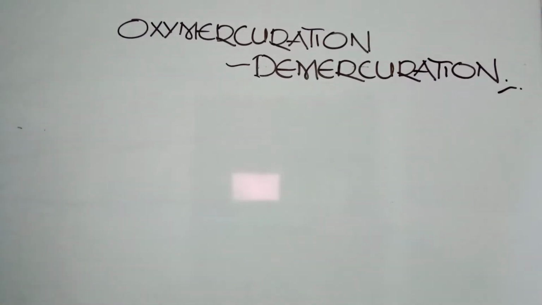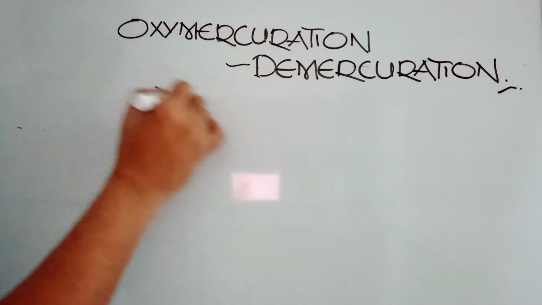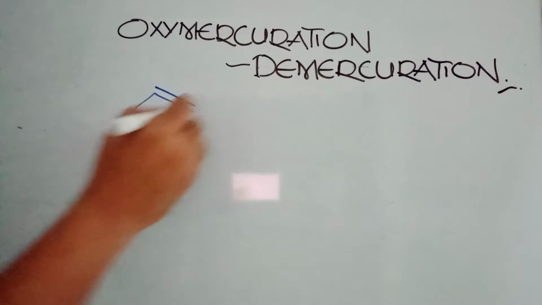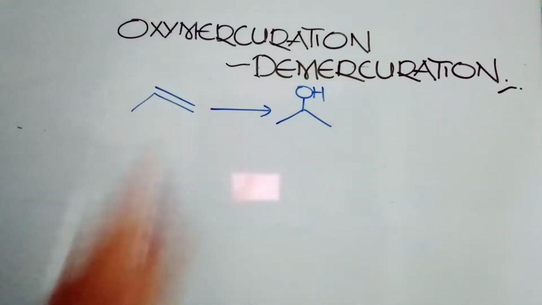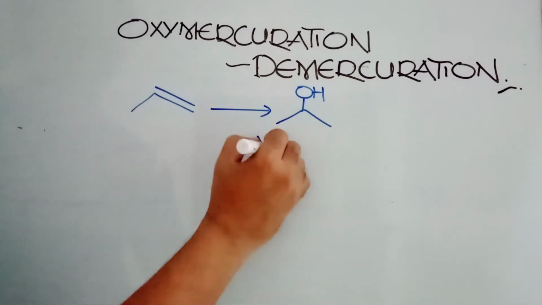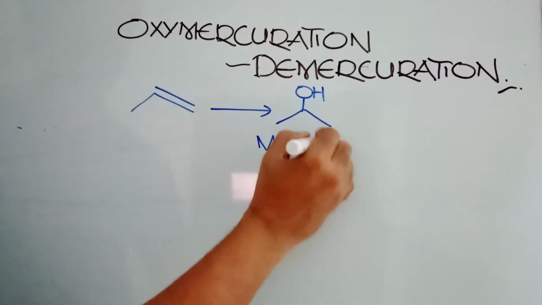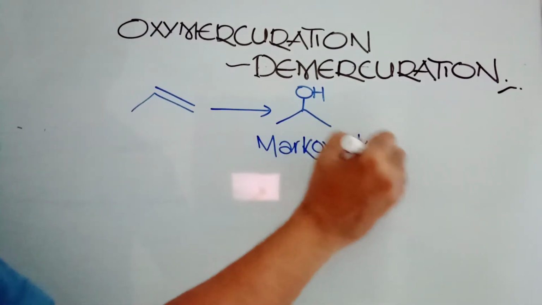Hello. In this session, we'll go with oxymercuration, demercuration. This is a wonderful technique to prepare alcohols from alkenes. It is an unsymmetrical one to get alcohol according to Markovnikov's rule.